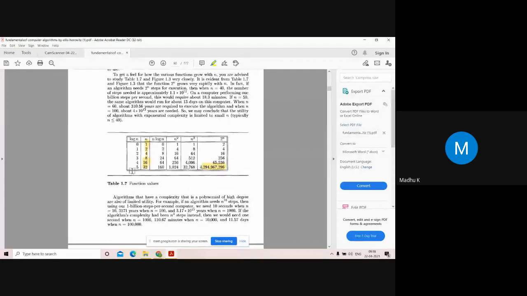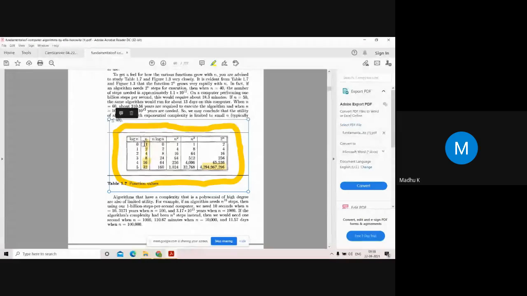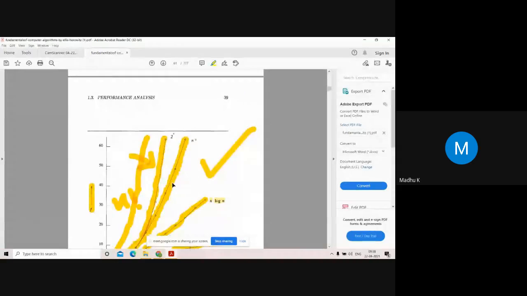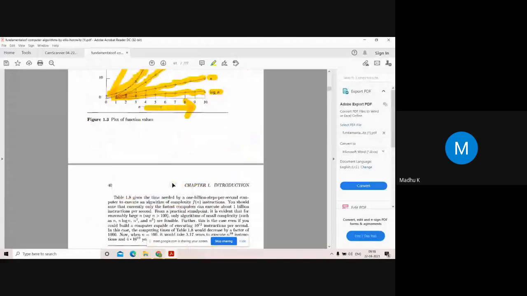Just try to understand this table. You don't need to study it by heart or anything, I said this just for your understanding. Depending on the input size n, functions will take different numbers of steps or different time. Just understand this concept. Next, we want to discuss this also.